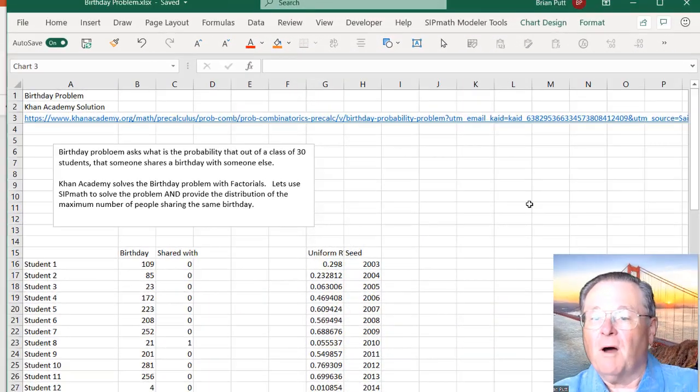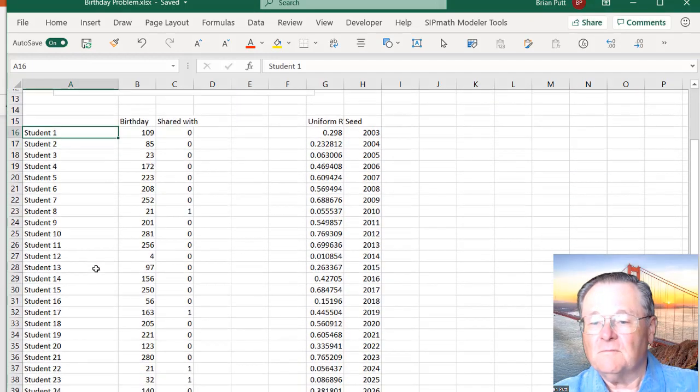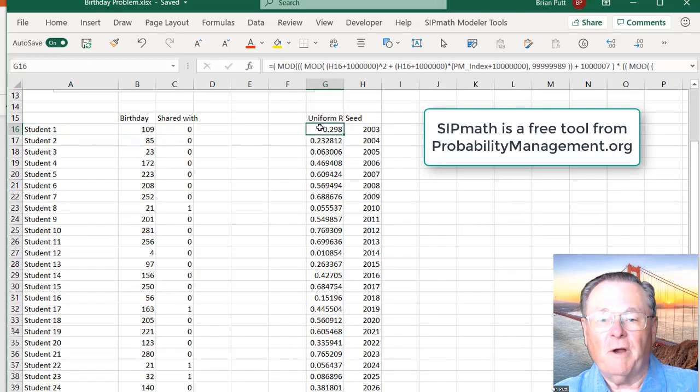So here's the birthday problem model, and I've described the problem up here as being that of what's the probability out of a class of 30 students that someone shares a birthday with someone else. So what I did was to generate 30 students. And then I generated a uniform random variable between 0 and 1 using SIPmath.